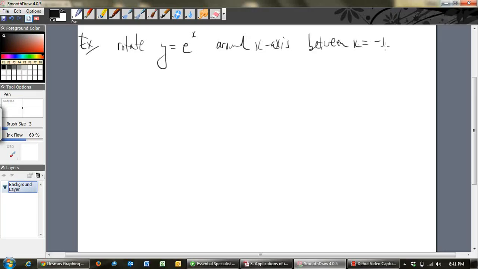Between x equals -1 and 1, and find the volume. So y equals e to the x is something like this, and like that, crosses at 1 there. And what we want is the area between -1 and 1, so this area in here.